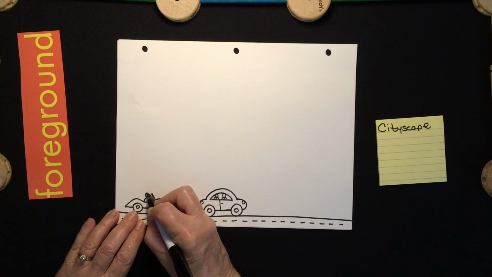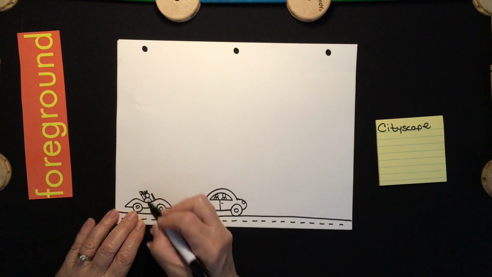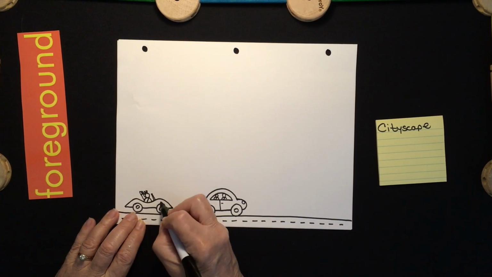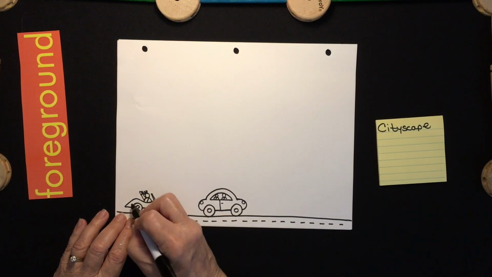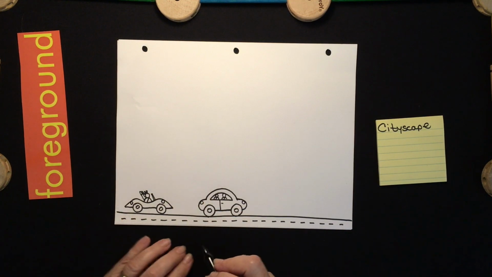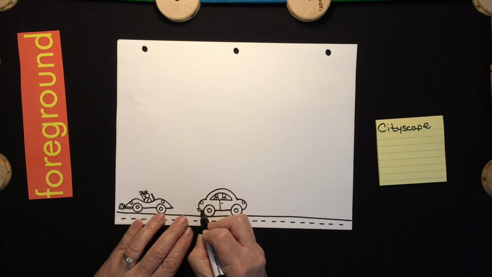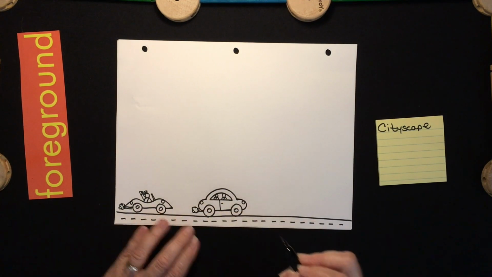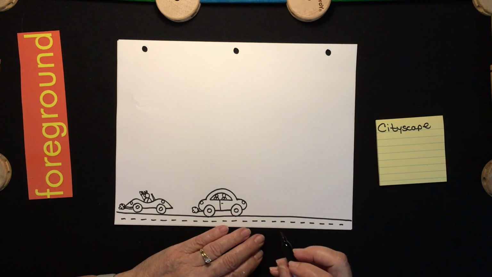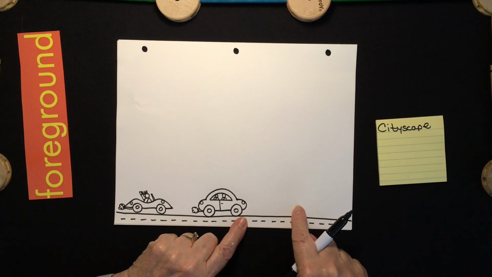Here's the driver. He's waving. His hair is blowing in the wind. There's a seatbelt. His headlight, his tail light. Some other details. I could make a little exhaust pipe with some smoke. I forgot to make one on here. Ugh. Stinky smoke.